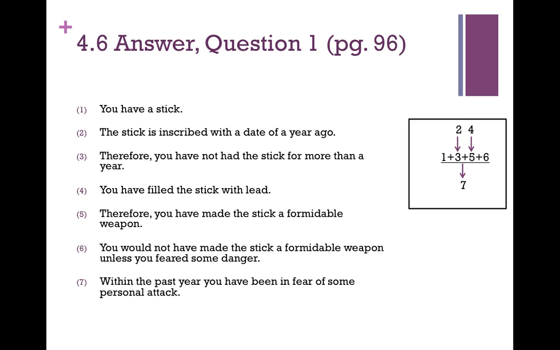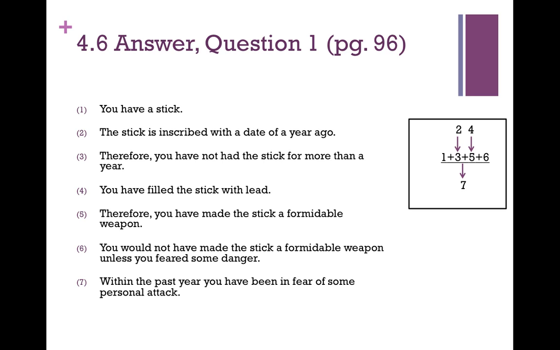You filled the stick with lead, so you've made a formidable weapon, and then 1, 3, and 5 and 6 combine to yield the conclusion. So like I said, you really do have 3 sub-arguments. You have 2 to 3, that's 1 sub-argument, 4 to 5, that's 1 sub-argument, and then 1, 3, 5, 6 leading to 7, that's another sub-argument. So there are 3 sub-arguments within this entire main argument.